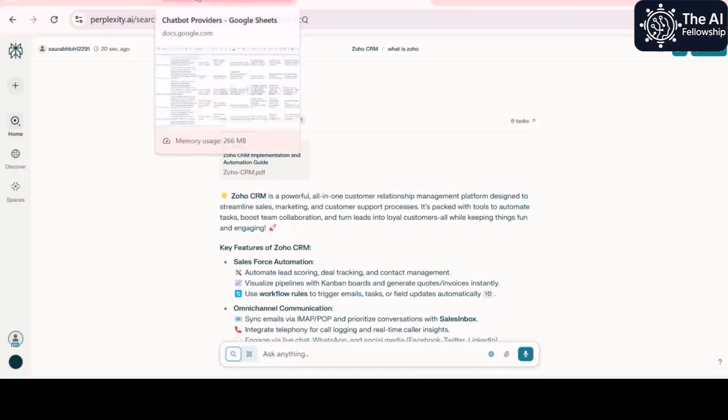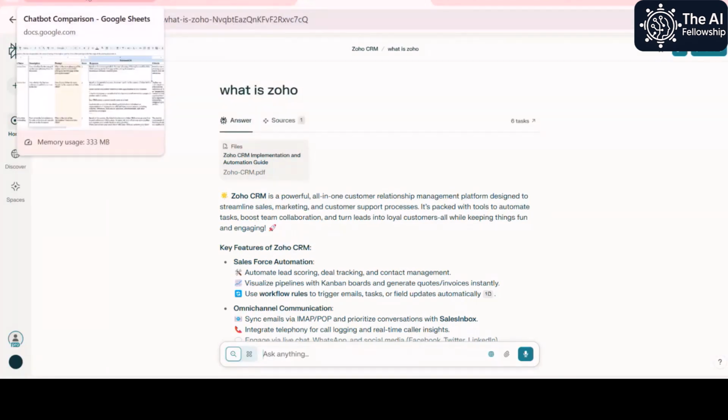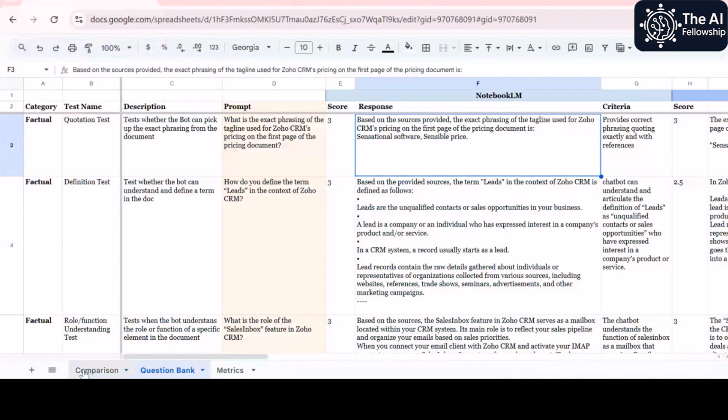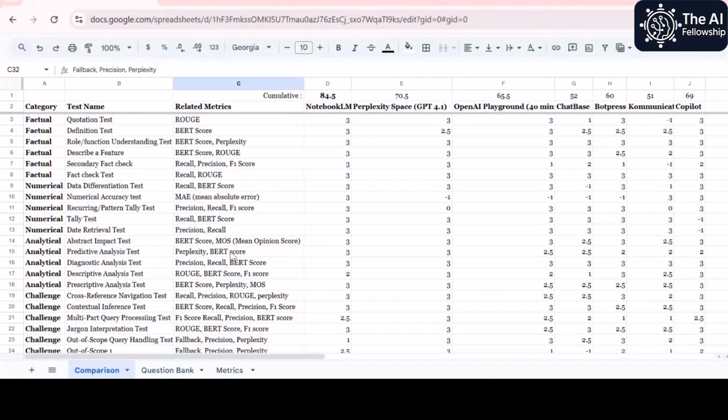Let me just give something to kind of surprise everyone here. I'll just show you the ranking of different chatbots. For this session I just included 7 of them: NotebookLM, Perplexity, OpenAI Playground, Chatbase, Botpress, Kommunicate, Copilot. Now you see Chatbase, where does it score? It scores 52. Notebook is scoring 84. It's not scoring 95 or 100, and Chatbase is scoring 52. That's a low number, right?